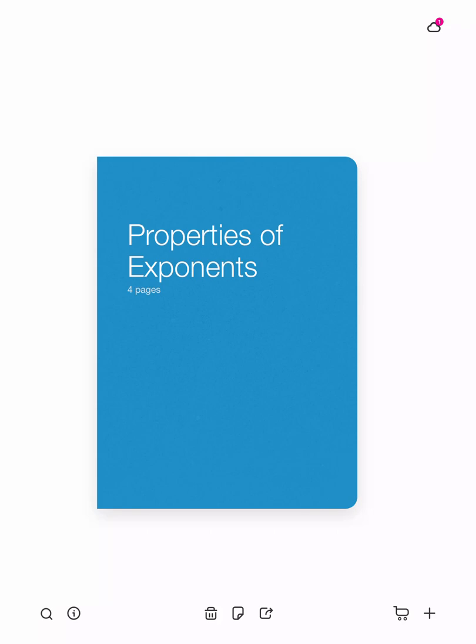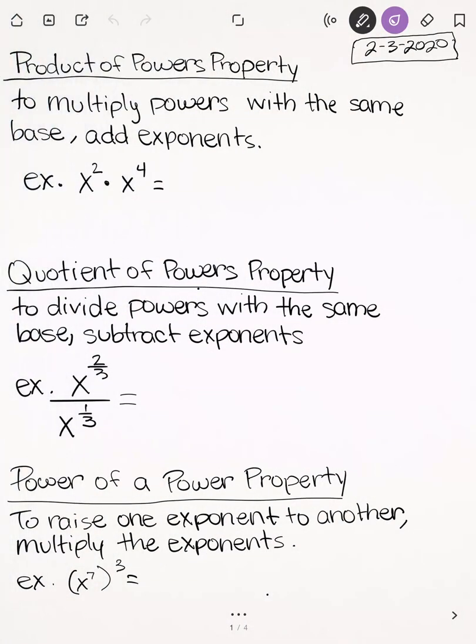This video is on properties of exponents. So looking at our first property, we have the product of powers property. This property is when you're multiplying things of the same base, you just end up adding the exponents. Same base is the key word. Same base can be the same number, the same variable. So in our example, we have the same base of x.